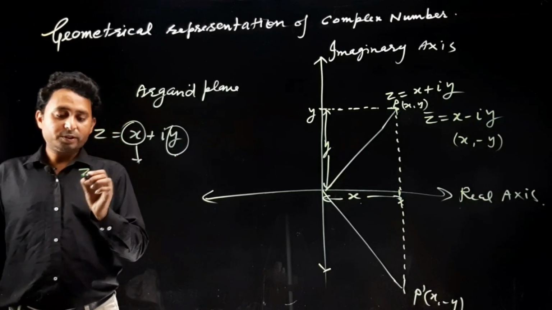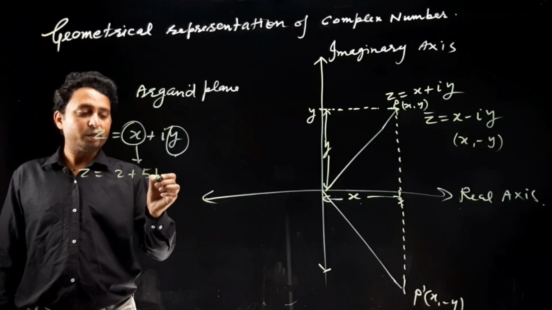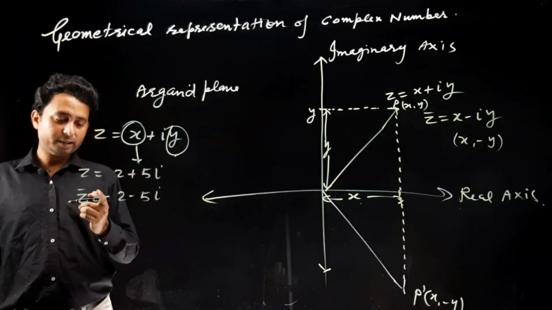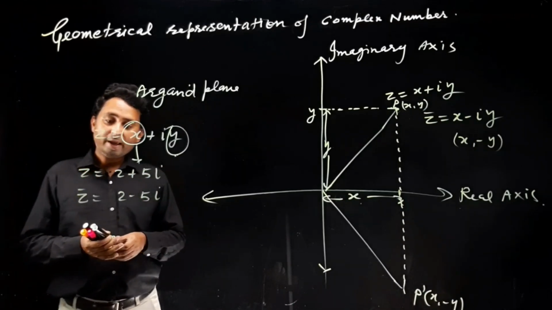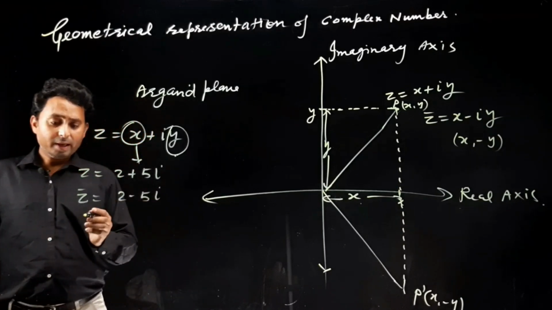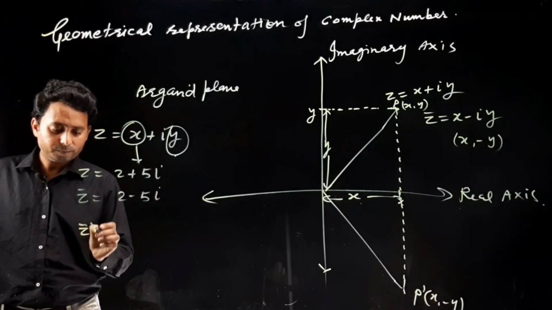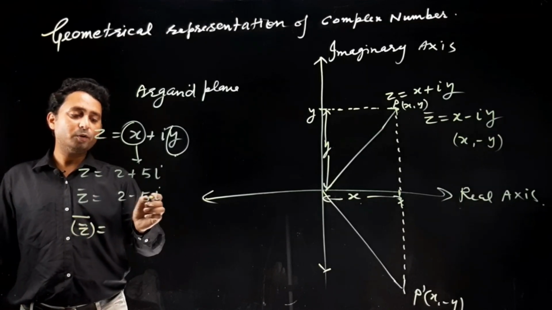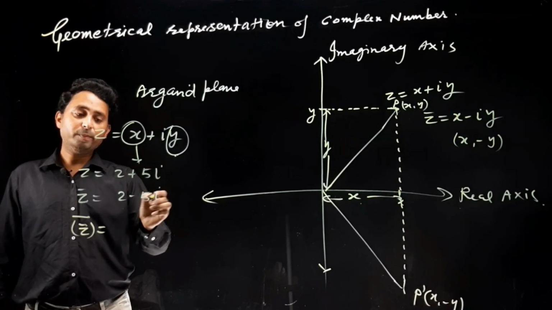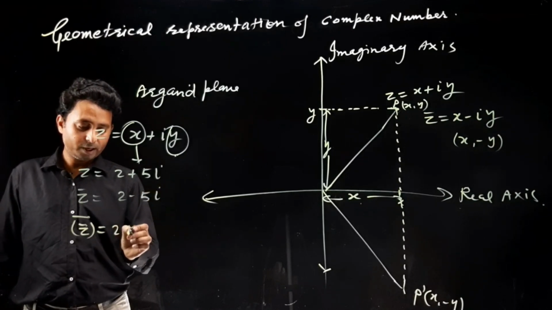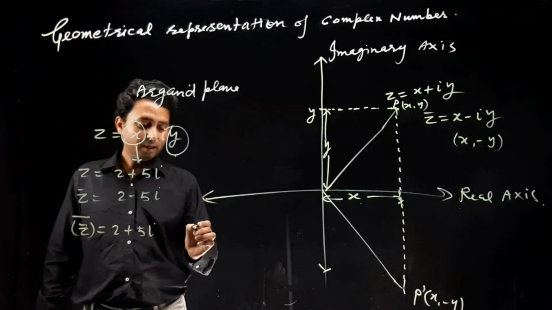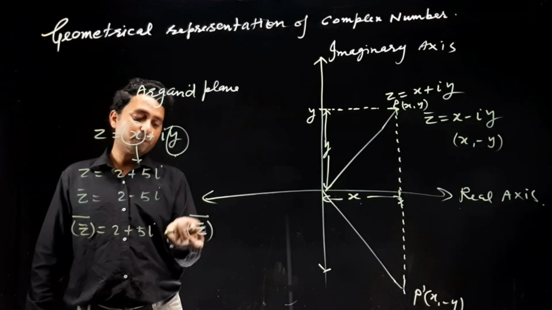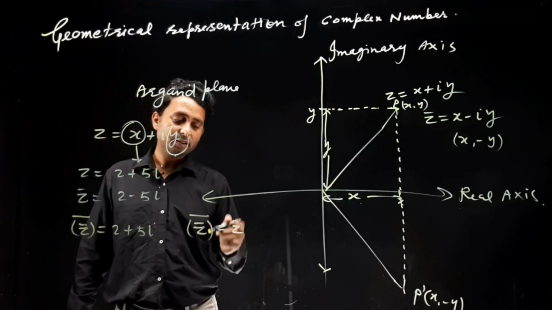Now suppose z equals 2 plus 5 iota, then z bar will be 2 minus 5 iota. Okay, this is the conjugate of this number. If we find the conjugate of this number again, then what do we do? We will change the sign of the imaginary part, that will be 2 plus 5 iota. It means z bar whole bar, the conjugate of the conjugate, will be the same as z.